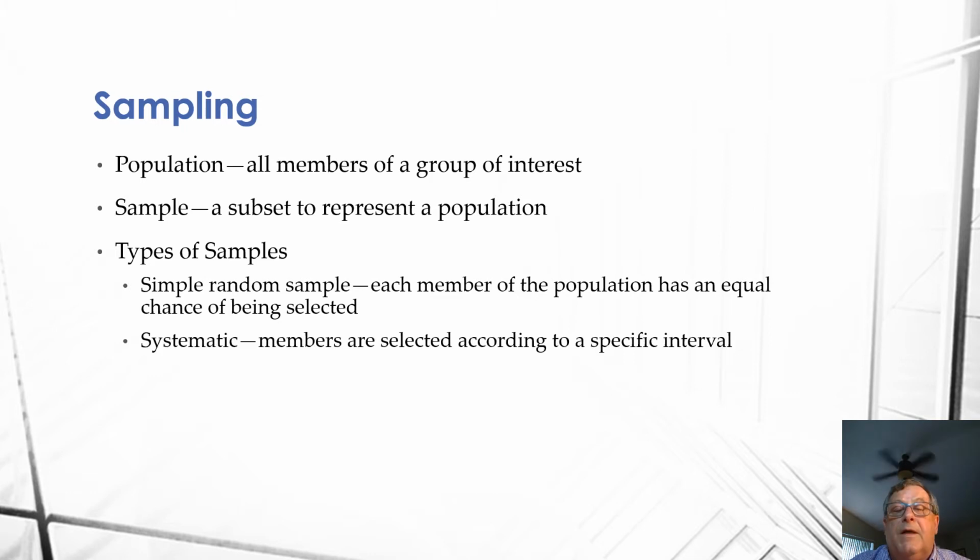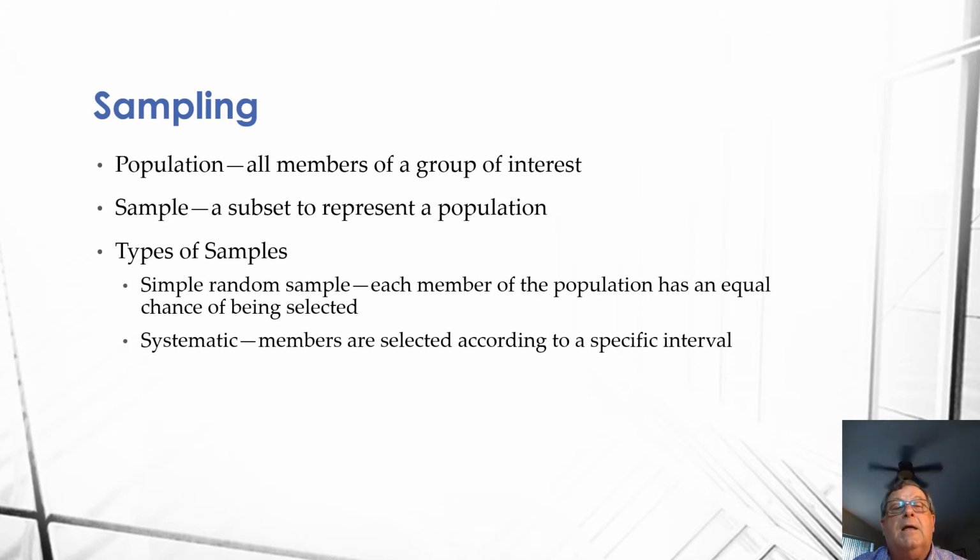Next up would be a systematic sample, and this is where members are selected according to a specific interval. So for instance, let's go back to the student body. Let's say we sample systematically using the names of the students in alphabetical order, and we're picking every 3rd or 4th student. That would be an example of a specific interval.